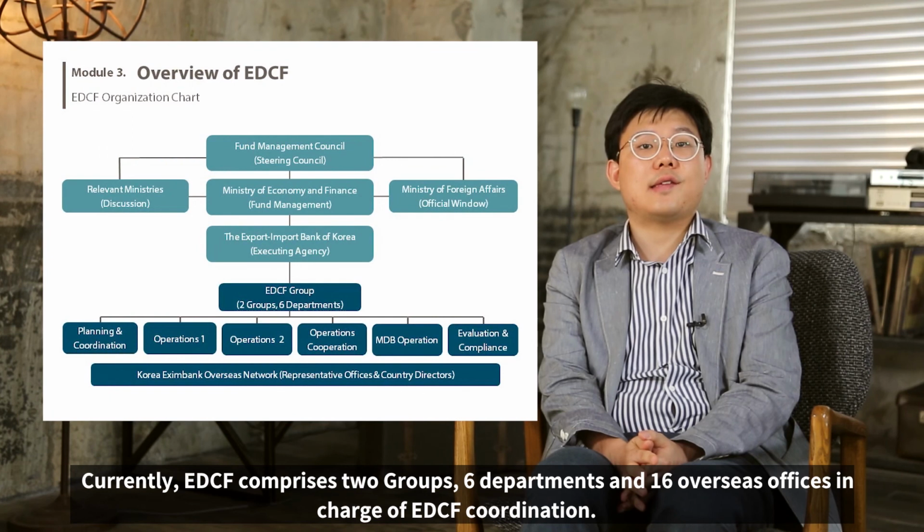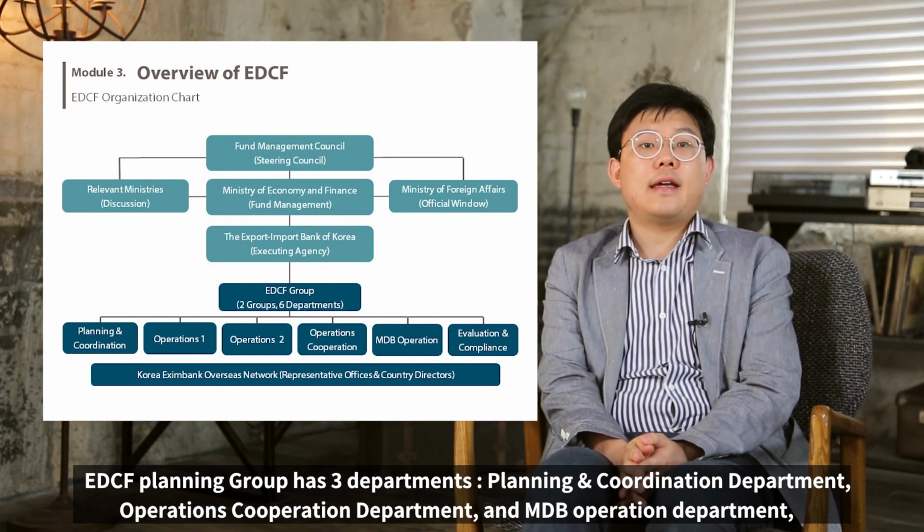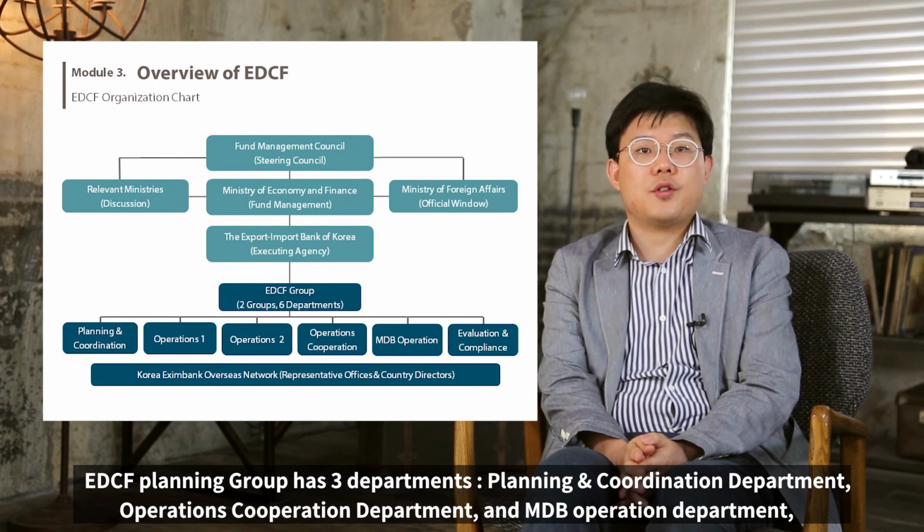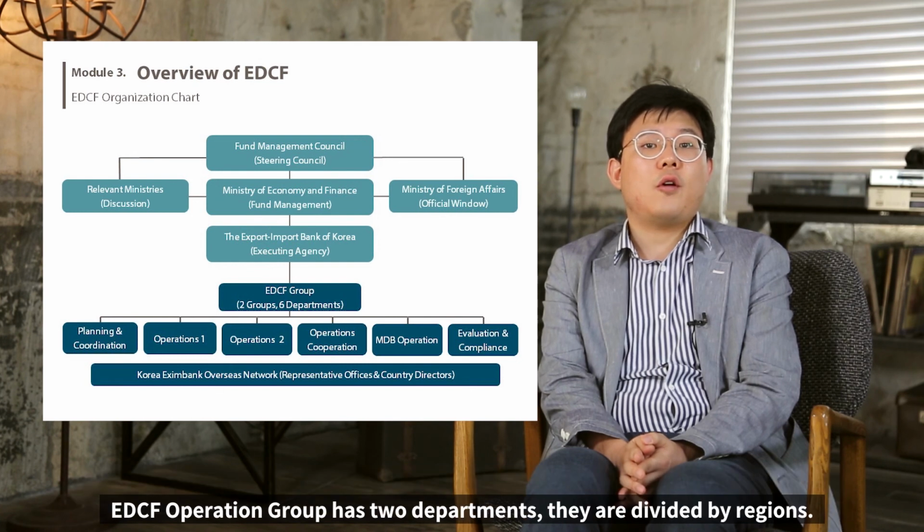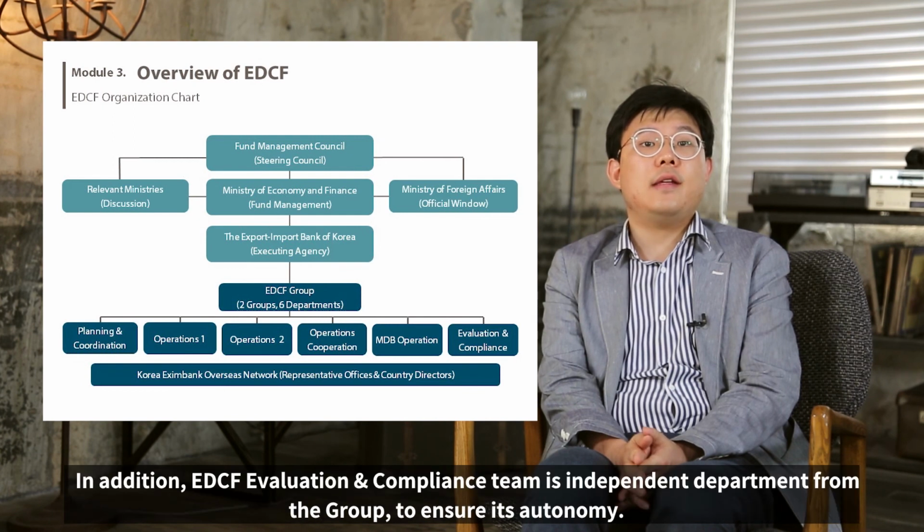Currently, EDCF comprises 2 groups, 6 departments, and 16 overseas offices in charge of EDCF coordination. EDCF Planning Group has 3 departments: Planning and Coordination Department, Operation Cooperation Department, and MDB Operation Department. EDCF Operation Group has 2 departments. They are divided by regions. In addition, EDCF Evaluation and Compliance Team is an independent department from the group to ensure its autonomy.